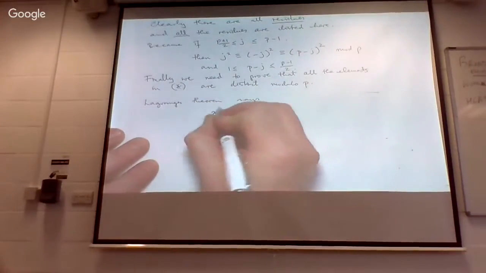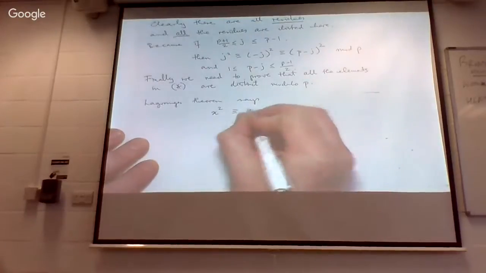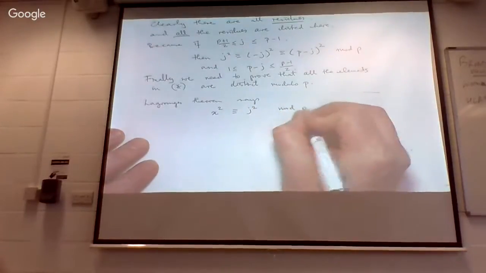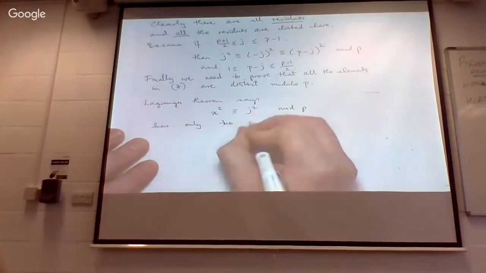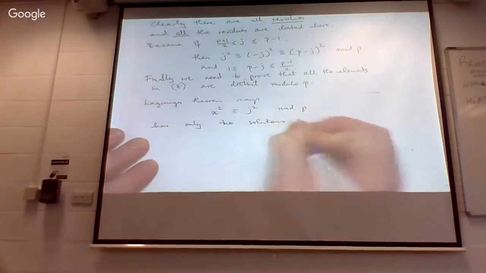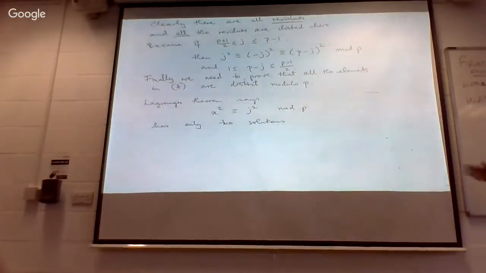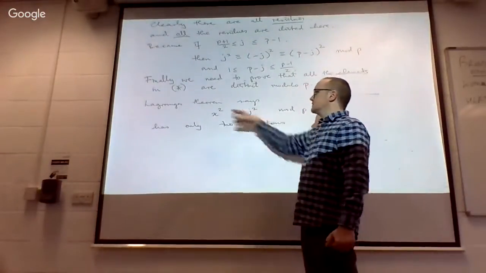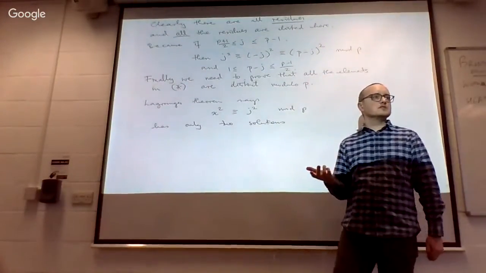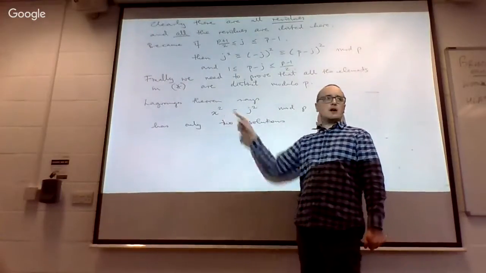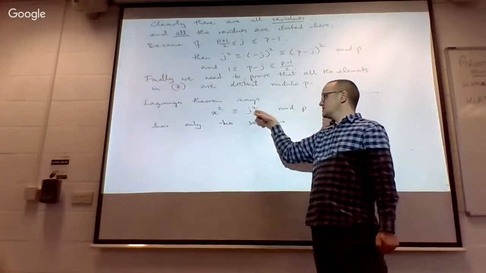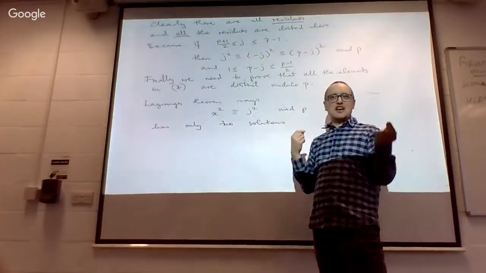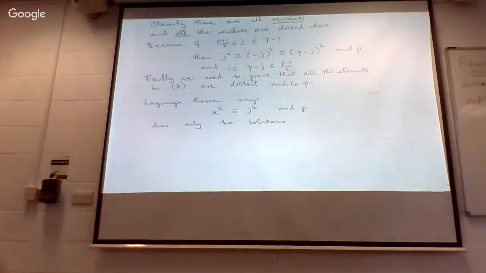It says that this quadratic, x squared congruent to j squared mod p, has only 2 solutions. The general form of Lagrange's theorem says any polynomial modulo a prime, the degree of the polynomial is an upper bound on the number of solutions. So a quadratic polynomial has at most 2 solutions. And because it's a special one, congruent to j squared, well, we know it has solutions, j and minus j. But it can't have any more than 2 solutions by Lagrange's theorem.